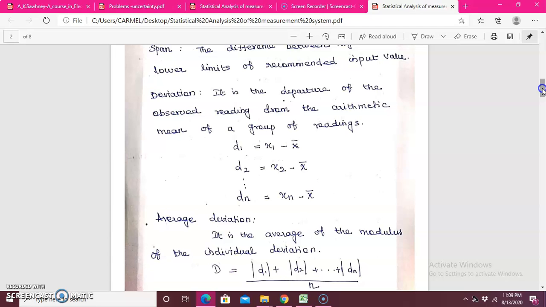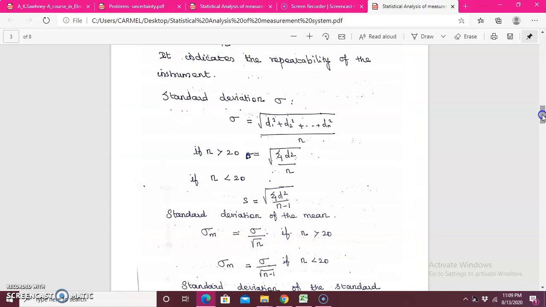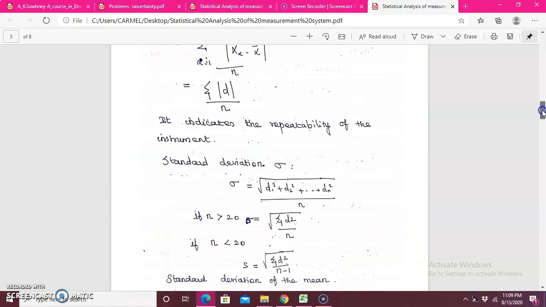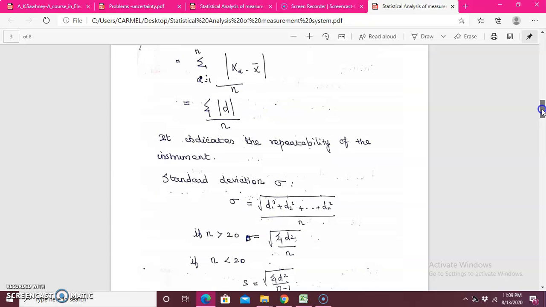Whether you are getting a negative value while taking an average, you have to get a positive. So you are not concentrating on the negative value. The average deviation is nothing but summation d squared divided by n. That is the way of calculating the standard deviation.